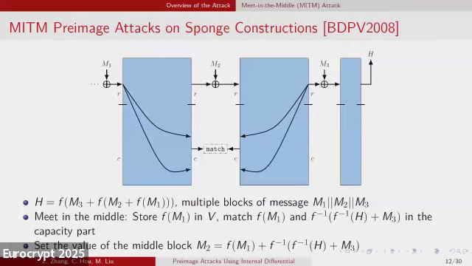Meet-in-the-middle attack can be used to perform pre-image attacks on sponge-based hash functions. The attacks use multiple blocks of messages and find a collision in the capacity part. Finally, they need to modify the value of the middle block of messages to ensure the entire state is compatible.